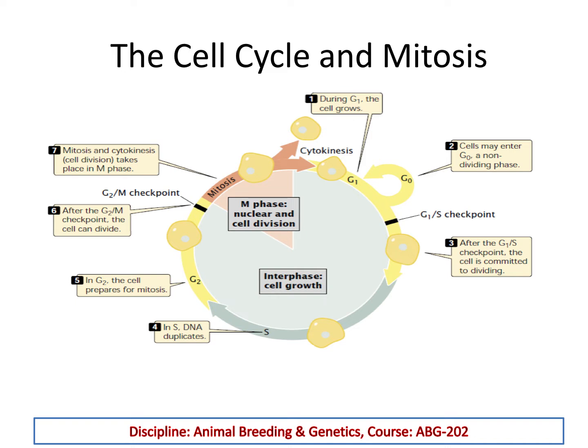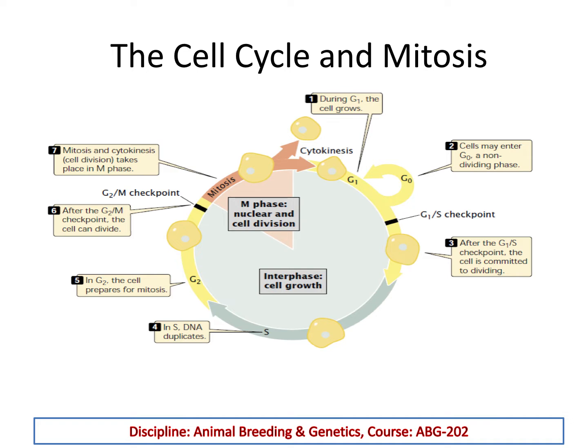You can see that the cell cycle has a circle in which there are two colors inside. The one that covers the smaller part of the circle indicates the M phase, or nuclear and cell division. The other, the larger part, almost greenish gray in color, indicates the interphase, or the cell growth.